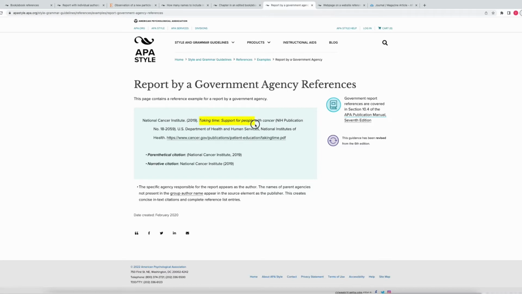Taking Time, Support for People with Cancer. So that's the title of the report. And then the overall parent agencies were the U.S. Department of Health and Human Services and the National Institutes of Health, and they're split by the comma. And then we have a link to the PDF here. So a lot of times on U.S. government websites, you want to cite the technical agency that you're looking at and reading from, but if you see that long chain of like U.S. Department of Human Services, that's going to go in this field right here. So this is the publisher field.